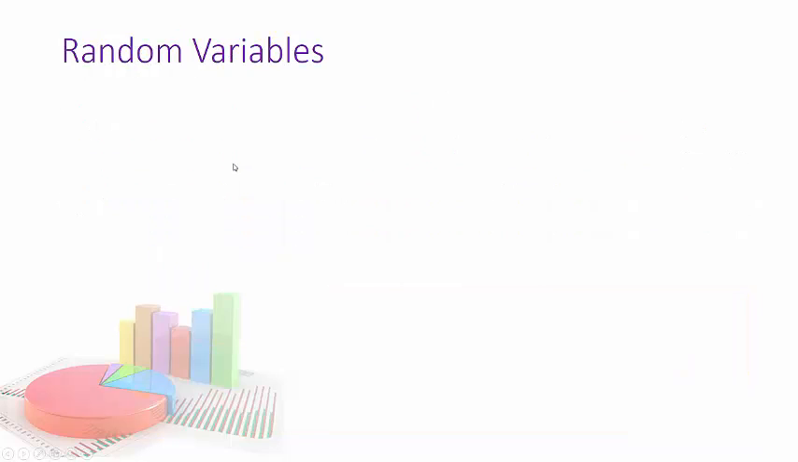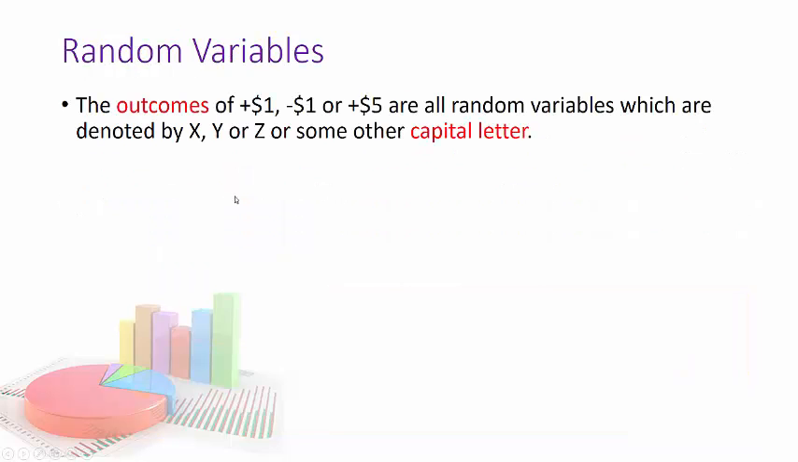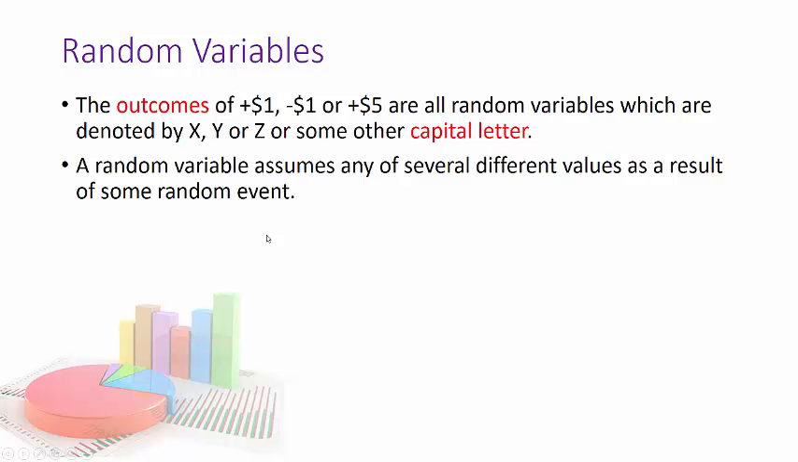So the things we've been dealing with, these are called random variables, where we have the outcomes of plus $1, minus $1, plus $5. They're all random variables, which are denoted by capital letters X, Y, or Z. And it doesn't have to be just X, Y, or Z. It could be anything. In fact, we'll use some other capital letters in this chapter. Now, a random variable assumes any of several different values as a result of some random event.